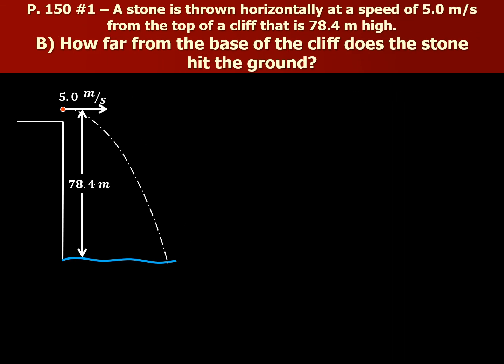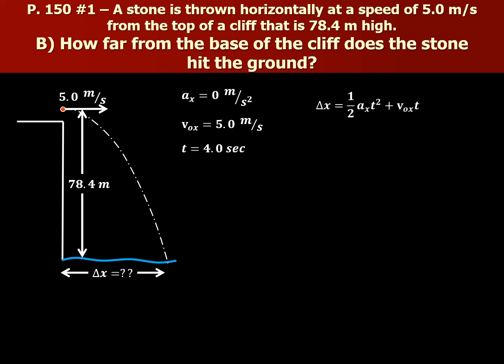This problem is the same scenario except part B is going to say, how far from the base of the cliff does the stone hit the ground? So we're looking for horizontal displacement. Well, we list the information we know. We know the acceleration is going to be 0 meters per second squared. We know the initial velocity is 5.0 meters per second because it was completely thrown horizontally. There is no vertical component to that. And then the time is going to be 4.0 seconds.